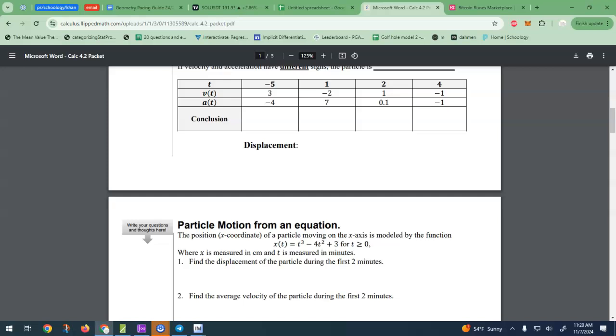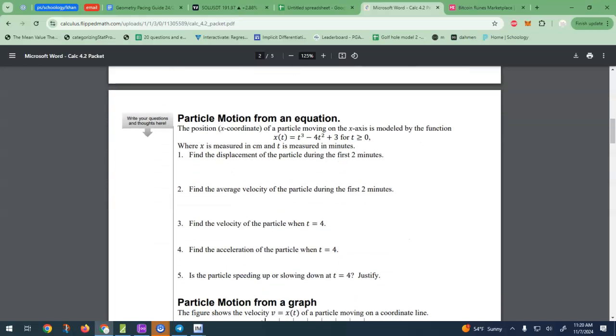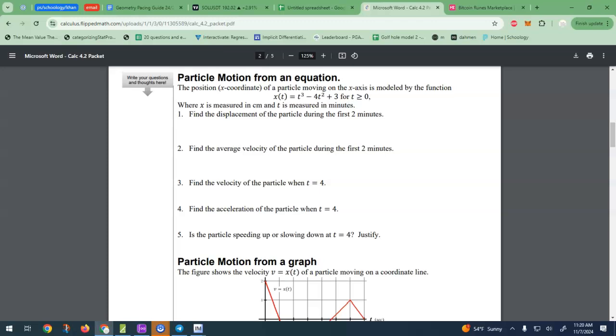Alright. Thank you, Max, for making me talk about it. So displacement in the first 2 minutes. They're giving me the position. I would need to know where it was at the start, and then where it was 2 minutes later, then I can subtract those to figure out the displacement of the particle. So I'm going to find x of 0.